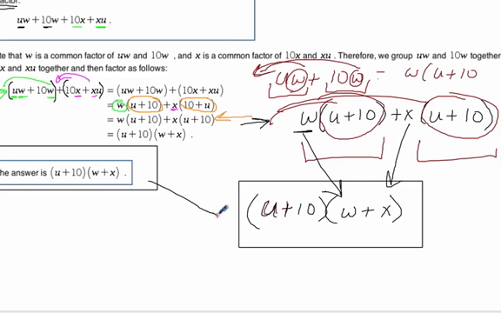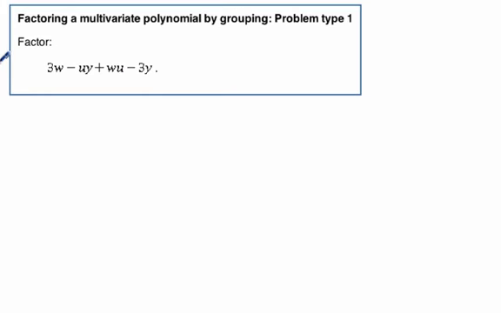So the pattern is to take a look and look for like terms. Now you notice there's lots of like terms here. We also have, for instance, u's in the first and last, and 10s in the middle. If you had decided to group them by those, it would have worked out just the same. And either way was just fine, because we end up with the same answer. All right, lots of complex stuff going on, but let's look at another example to practice.